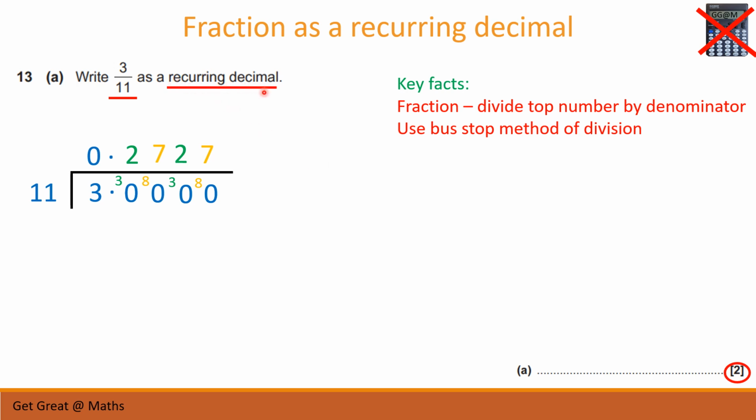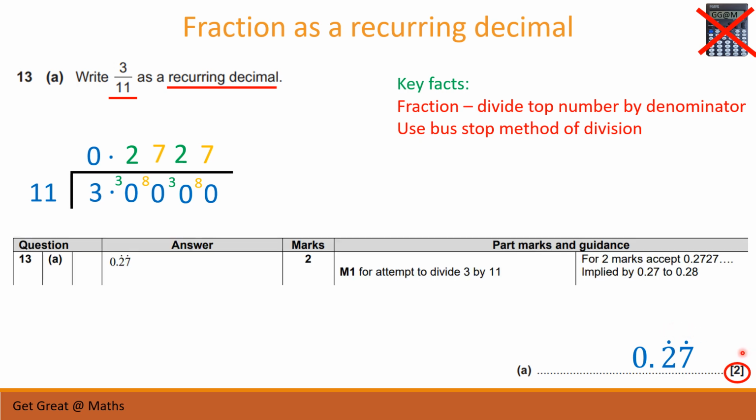Now, how we write a recurring decimal is we write 0.27 and we put a little dot above the 2 and above the 7 to show that the 2 and the 7 are both repeating. And this is worth 2 marks. Now, the mark scheme says there's an answer mark for 0.27 recurring. That gives you 2 marks.